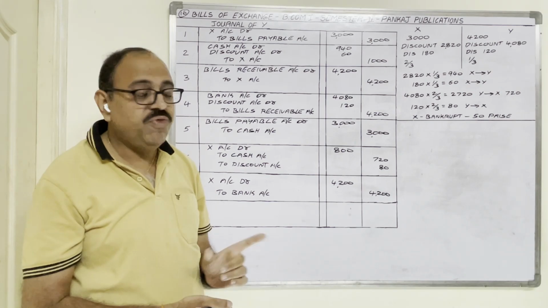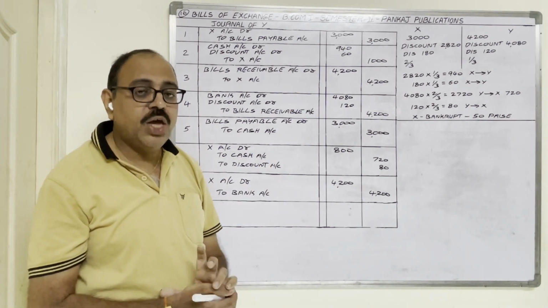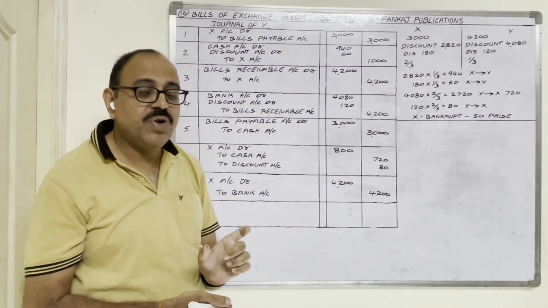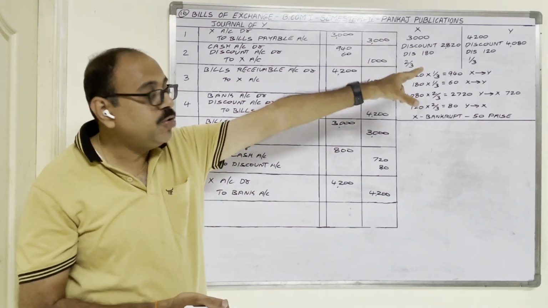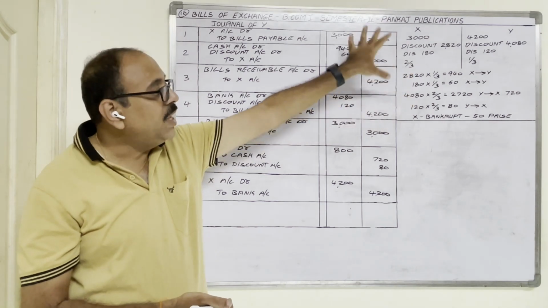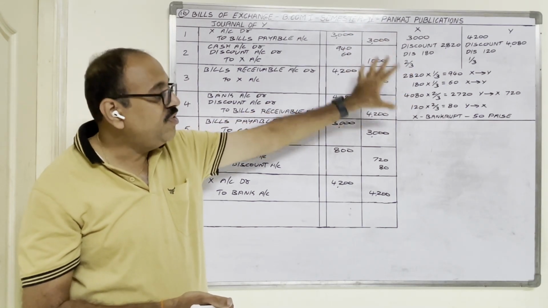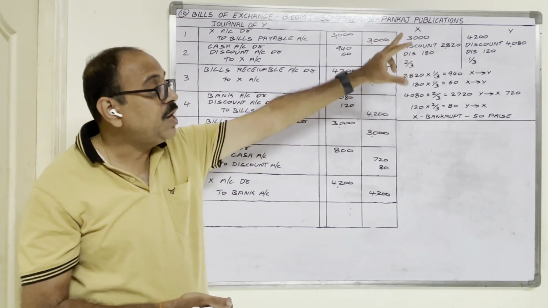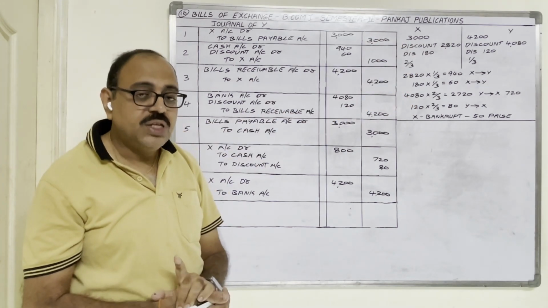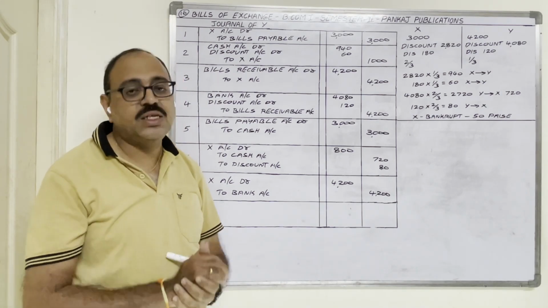In X's books, we prepared Y's account and we came to know that Y is a creditor for 2,800 rupees. X has to pay 2,800 rupees to Y. So as X became insolvent, only 50 paisa per rupee Y received. So 1,400 rupees money only Y is receiving. For this, in Y's books, now we have to write the journal entry.